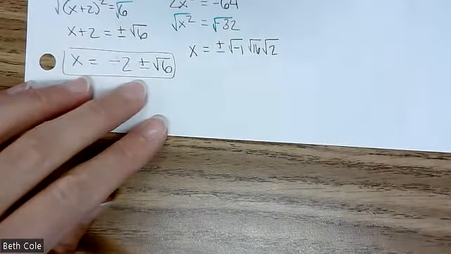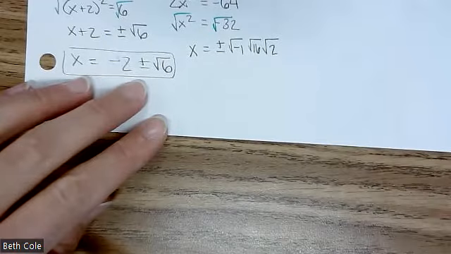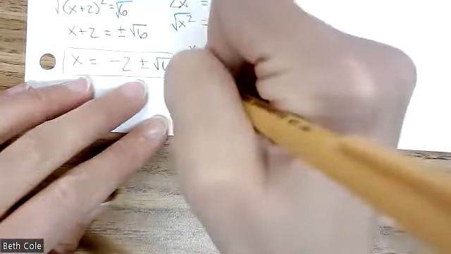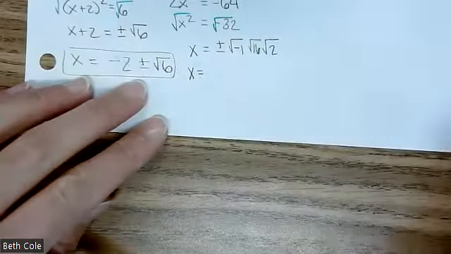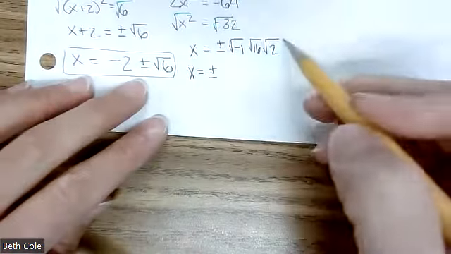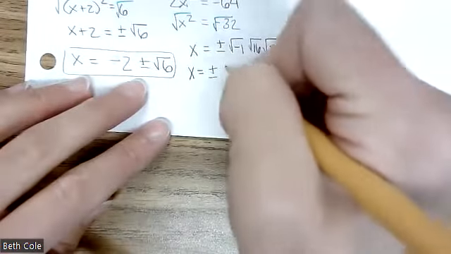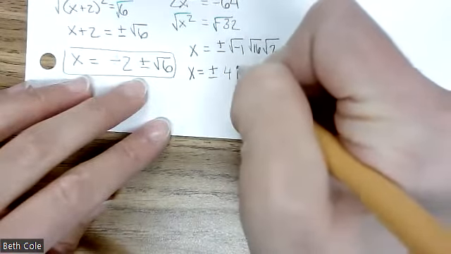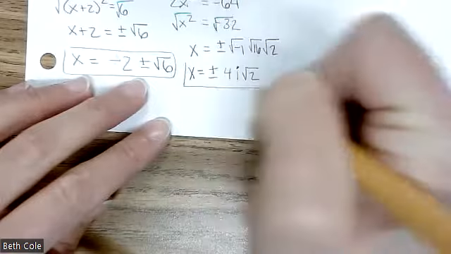What's that? 16? Well, I mean, I'm not gonna know this. 16 times 2. You'll get better at it. It comes with practice. All right, so your final answer will be plus and minus. What is the square root of 16? 4. This part's i square root of 2.